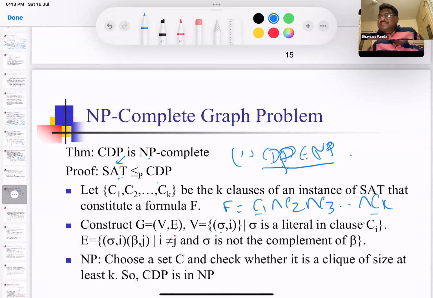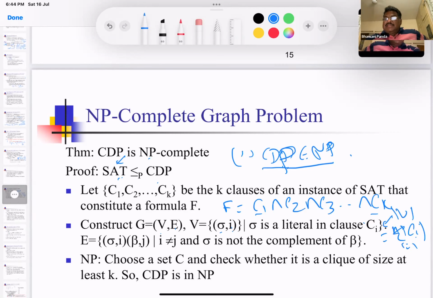So how many vertices will my graph have? The vertex set size is the summation of the cardinality of Ci, for i equal to 1 to k, right? Because each clause is going to give rise to how many vertices? The size of the clause. So that many vertices will be contributed by this particular clause. So I have the vertices, and now I have this ordered pair where the first one is a literal and the second one is the clause number.